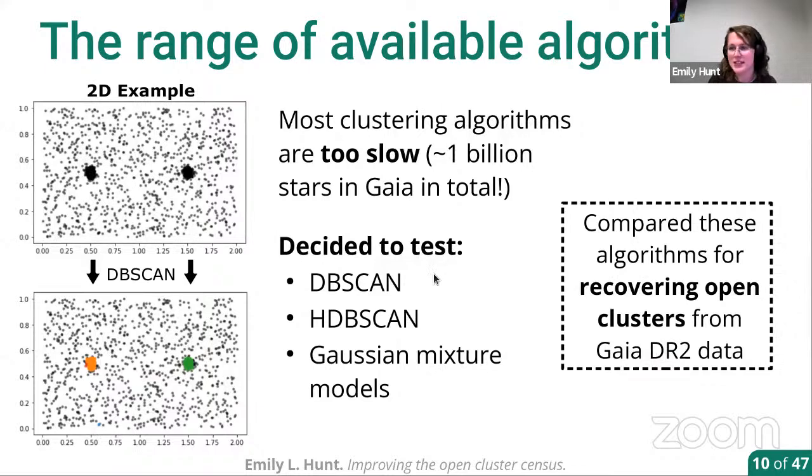There's an algorithm called DBSCAN, which had been used very extensively in the literature at that time. Another one called HDBSCAN, which hadn't been used as much, but should in theory improve on some things that DBSCAN does. And then finally, also Gaussian mixture models, which is a much older algorithm, but still has some benefits. And so we still wanted to investigate it.